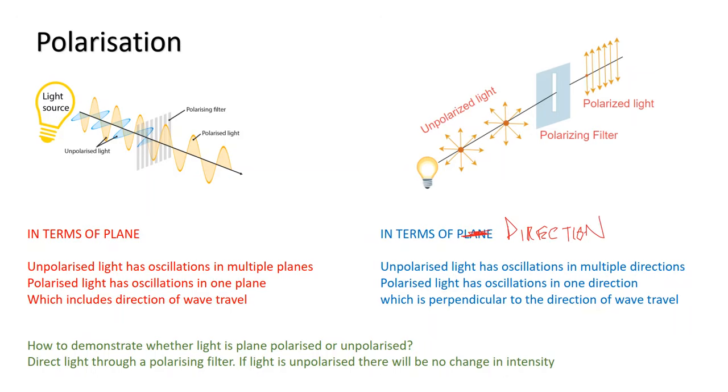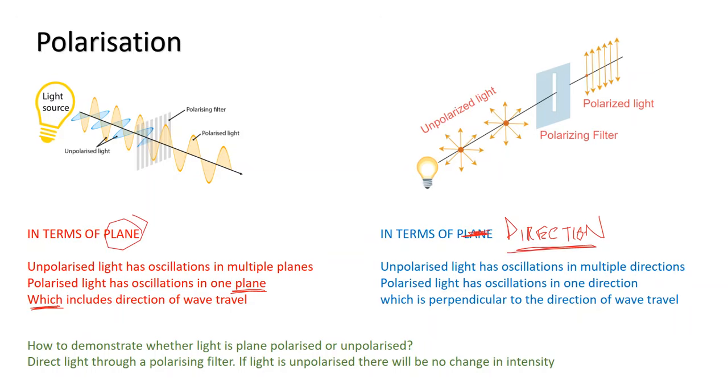Now, a common question is, what is the difference between polarized light and unpolarized light? In unpolarized light, oscillations are in multiple planes. In polarized light, oscillations are only in one plane. And when you are answering in terms of plane, the third point is which includes the direction of wave travel. What do you mean by which? As in, the plane includes the direction of wave travel. So this is your approach when you are answering in terms of plane.